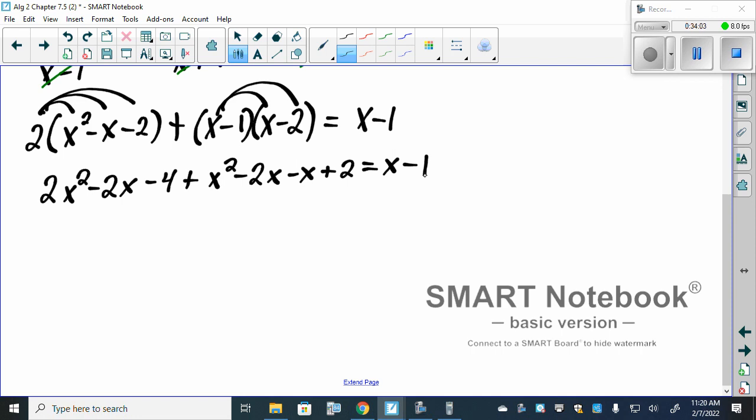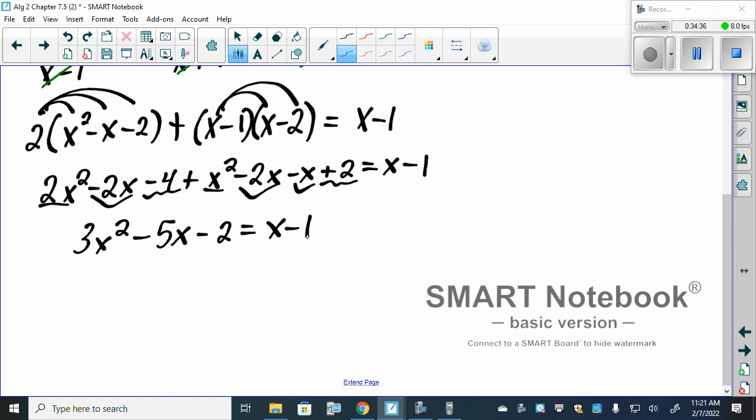Now we can combine our like terms on the left-hand side. The 2x squared plus x squared would give us 3x squared. Our negative 2x minus 2x minus x is negative 5x. And lastly, we have our negative 4 plus 2 is equal to x minus 1.